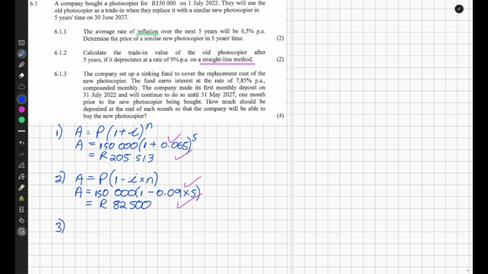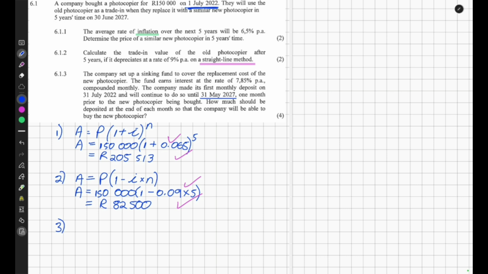Okay, the fund earns interest. The company made its first monthly deposit on the 31st of July. Now, the story started on the 1st of July, so if they do it at the end of the first month, perfect. I don't need to consider anything with that. And we'll continue to do so until the 31st of May. Now that's a very important date: 1 month prior to the new photocopier being bought. Keep that in mind. It's going to make a massive difference if your sum is correct or not in the end.